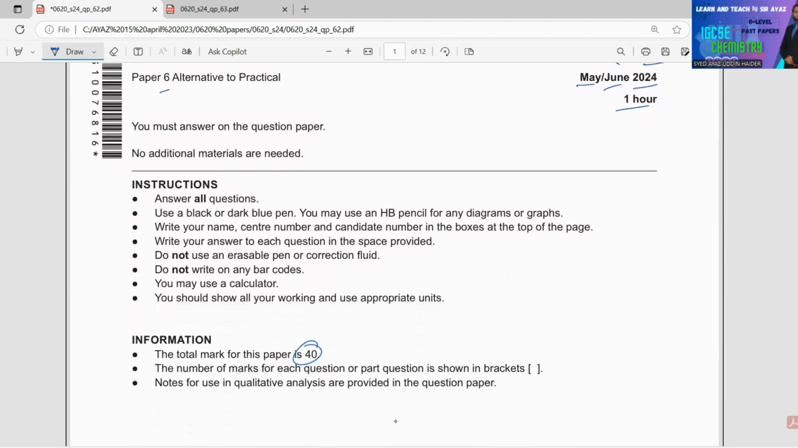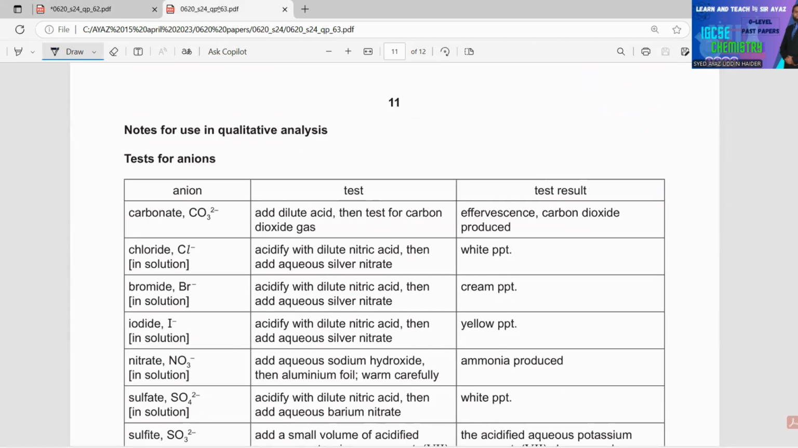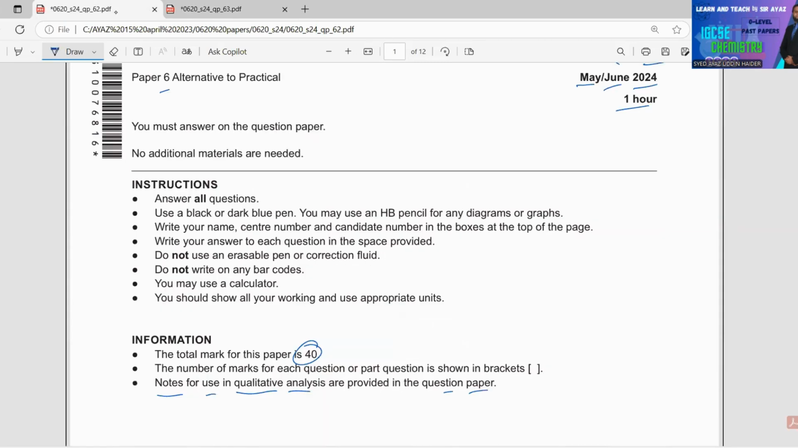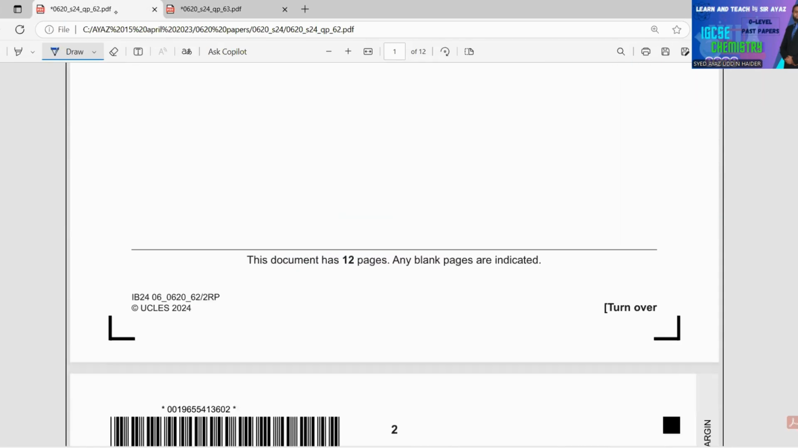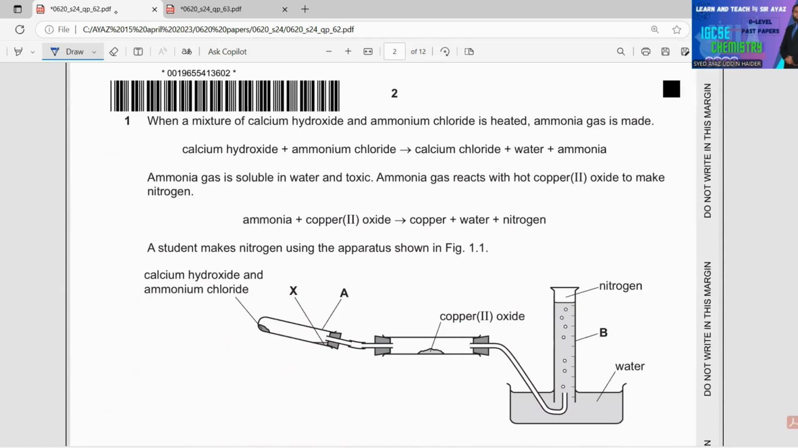Important thing is that you have notes for use in qualitative analysis in the question paper. These are the notes for use in qualitative analysis. This includes tests for anions, cations, flame test, as well as tests for gases. So let's start the paper.